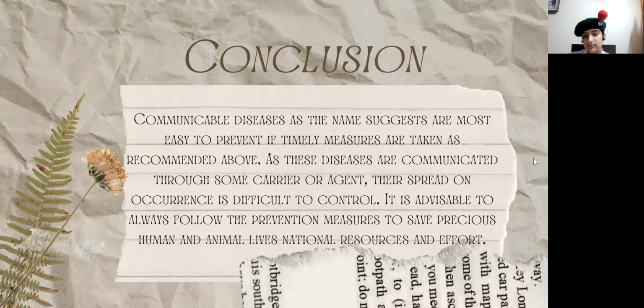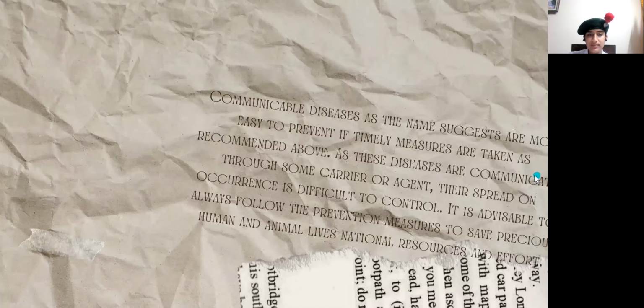Now, concluding this chapter, communicable disease, as the name suggests, are most easy to prevent if timely measures are taken as recommended above. As these diseases are communicated through some carrier or agent, their spread on occurrence is difficult to control. It is advisable to always follow the prevention measures to save precious human and animal lives, natural resources, and effort. So on that note, always remember, as I always said, prevention is better than cure.